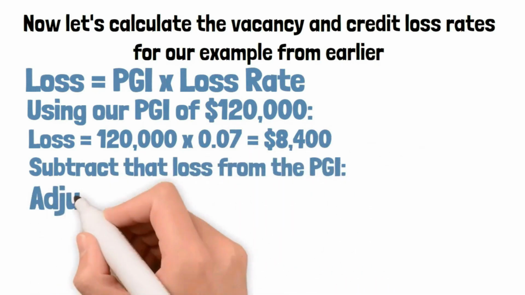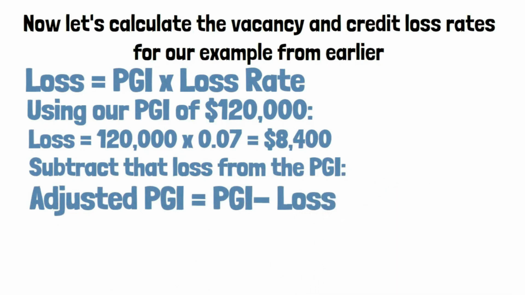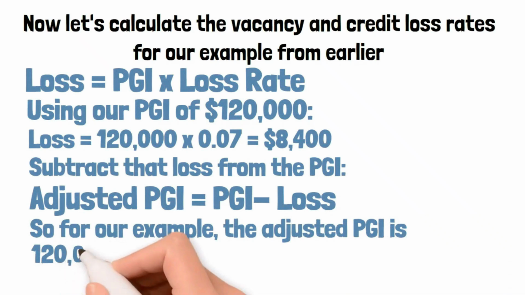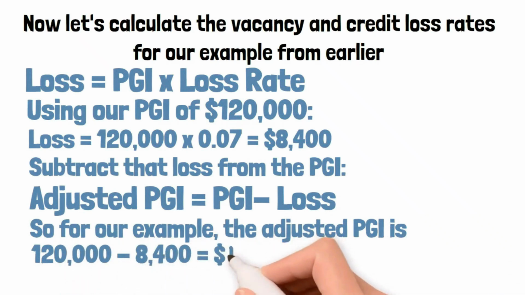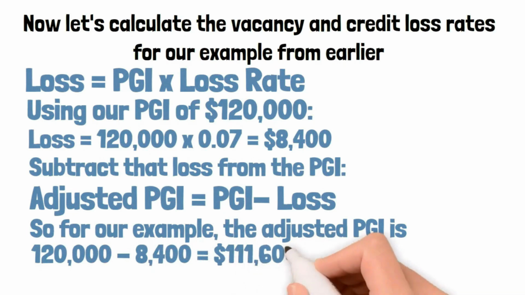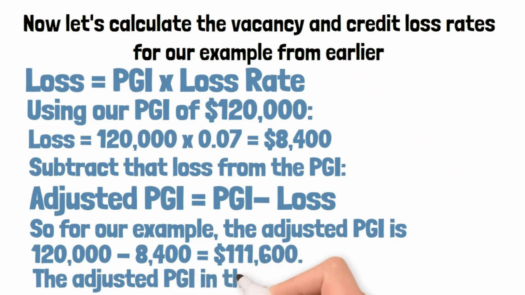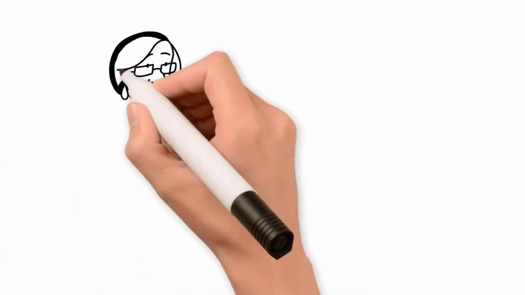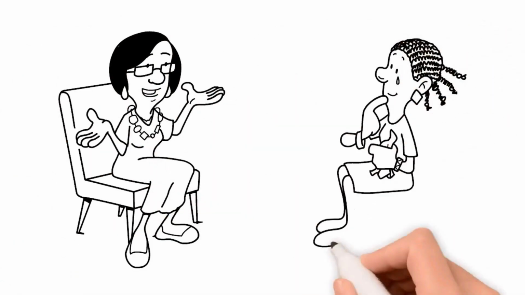Adjusted PGI equals PGI minus loss. So for our example, the adjusted PGI is $120,000 minus $8,400 equals $111,600. The adjusted PGI in this example is $111,600. Are you still with me? Just hang tight. I promise we're getting closer.